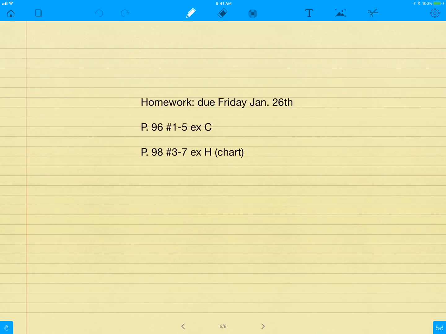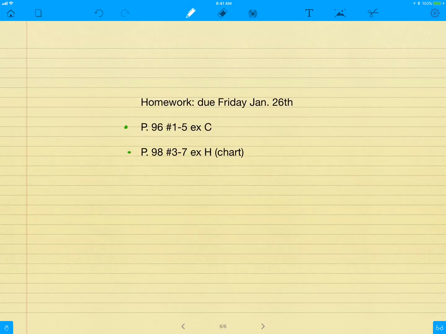And then this assignment is due tomorrow, page 96. So make sure you are working on this. 96, 1 through 5, exercise C. Make sure you read the instructions. I believe you're reorganizing these into, I think, it's ascending order, so getting from small to big.